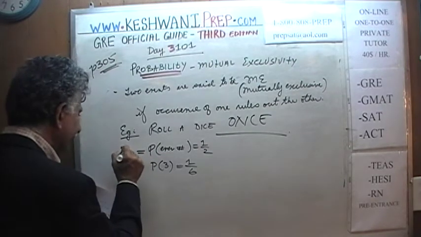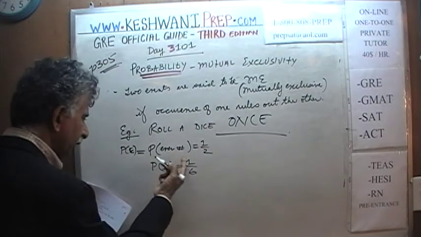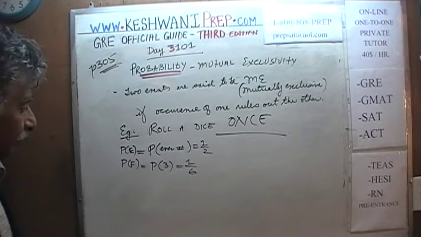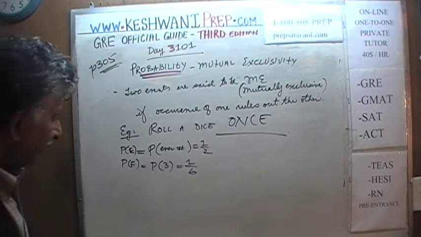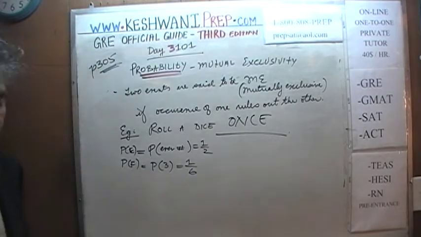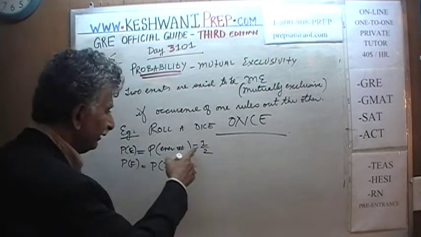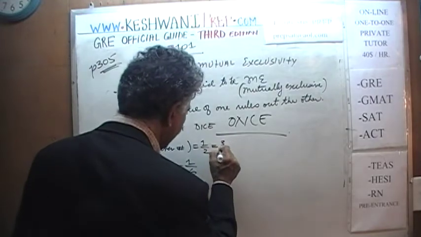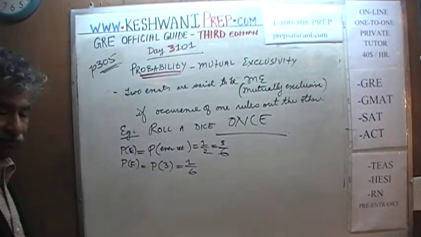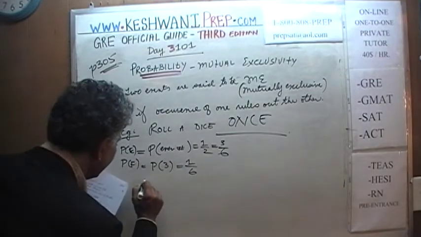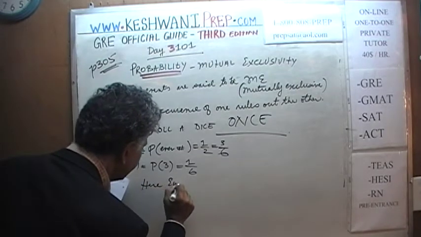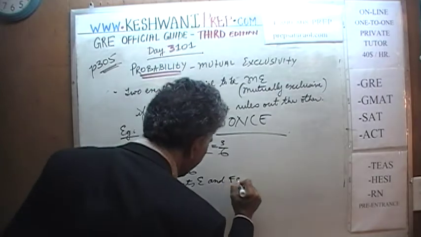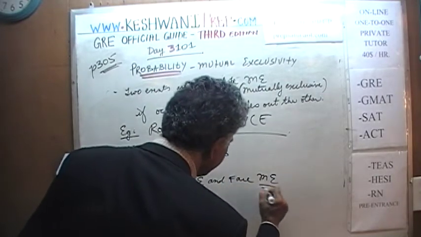Let's call this event E, probability of rolling an even number, and let's call this event F, probability of rolling a 3. What are the odds that we will roll a 3? The answer is 1 out of 6. What are the odds that we will roll an even number, which is event E? It's 1 half, 3 out of 6. Now, in this case, events E and F are mutually exclusive.